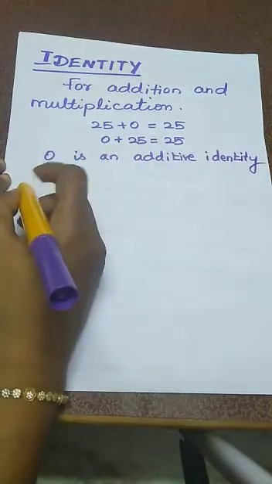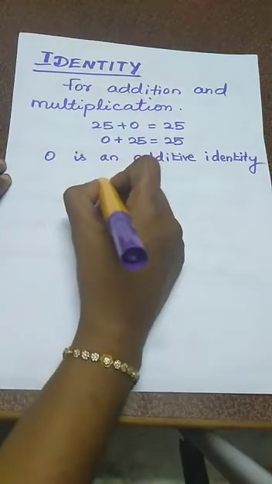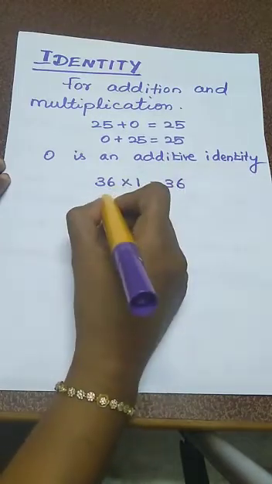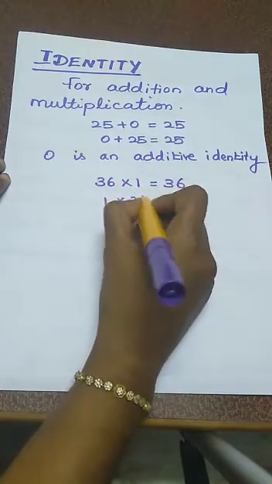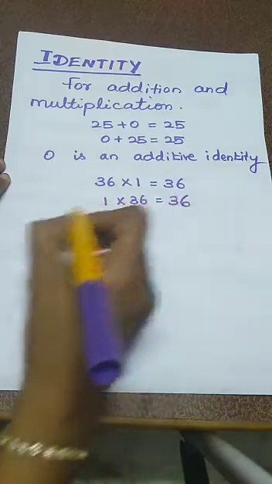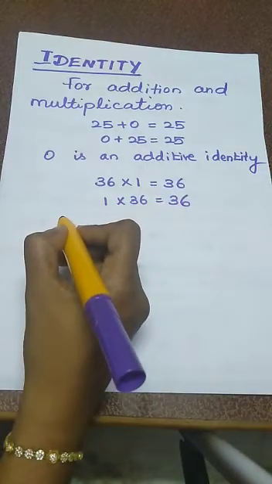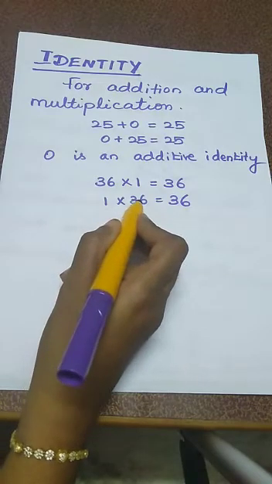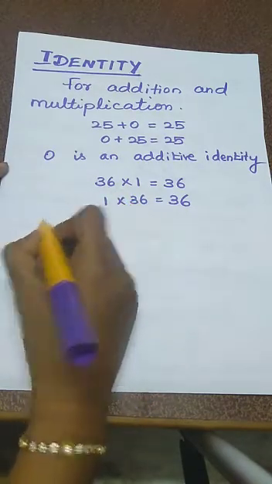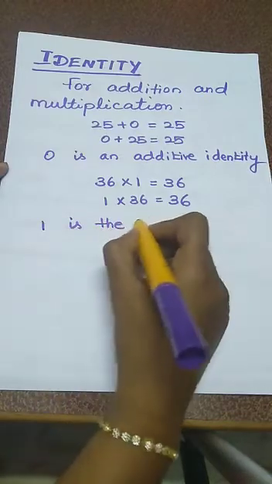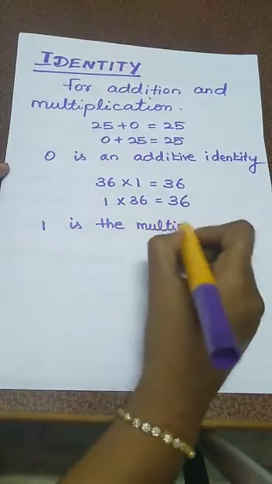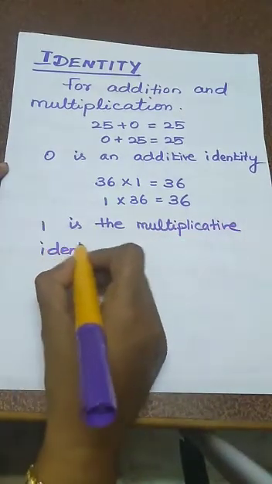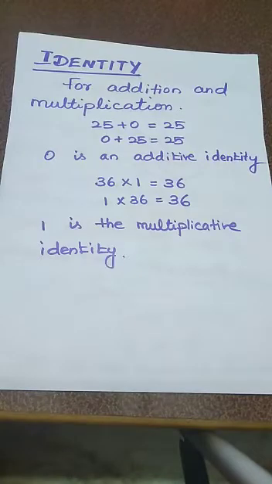Okay, next one in multiplication. Suppose we multiply any value with 1, we get the same value. Suppose any value with 1 into 36, the answer is 36 only. So you observe that if a whole number is multiplied by 1 or 1 is multiplied by a whole number, then the product is the whole number itself. So 1 is the multiplicative identity. Have you all understood this?